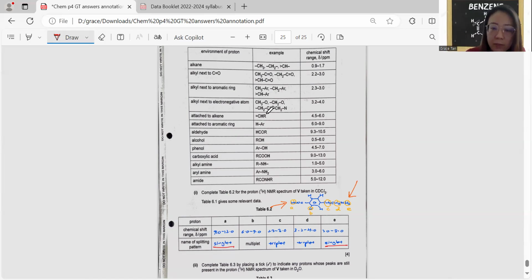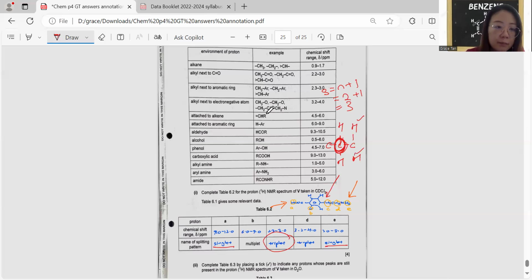Now let's look at the splitting for C. This C is a CH2. On the left, there's no proton. On the right, there are 2. So what is the splitting for this carbon? Your neighbor has 2 protons, and splitting equals neighbor plus 1. Since your neighbor is 2, your splitting is 3. We call it a triplet.